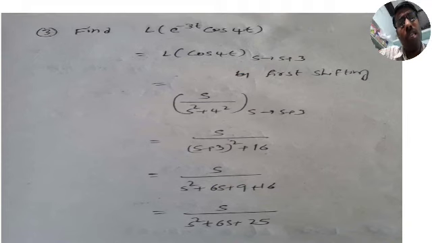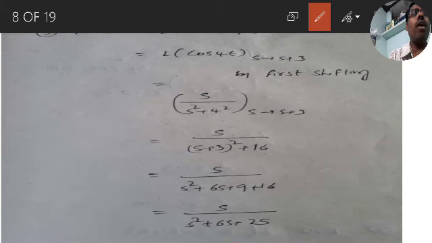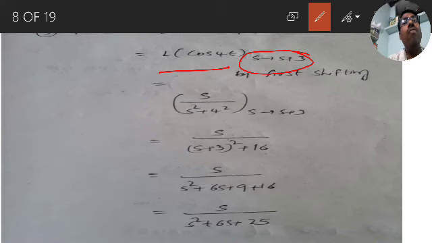So now the question is, L of e power of minus 3t into cos 4t, a product of two functions in which one of them is exponential, so you can apply the first shifting theorem. L of e power of minus at into f of t: you have to replace s by s plus a. Now you have to replace s by s plus 3. So applying the first shifting theorem, that is L of cos 4t with s replaced by s plus 3.